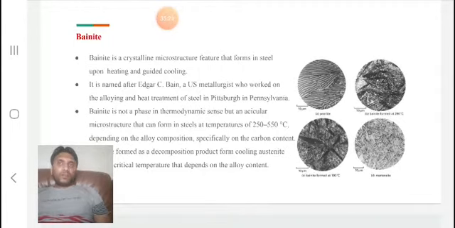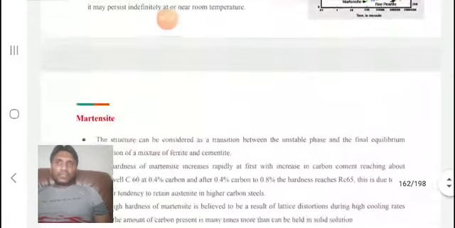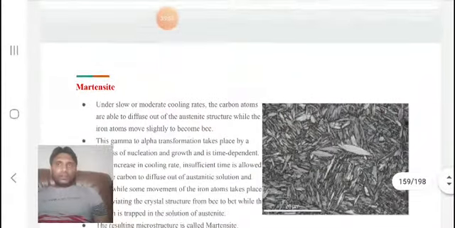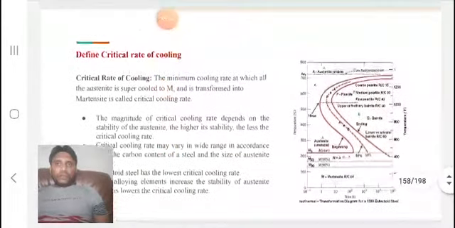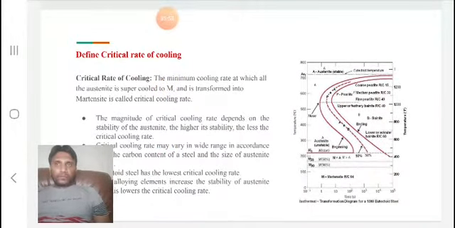So bainite is formed just like perlite, but the cooling rate is high. So we have to cool the steel directly below the nose and hold there for sufficiently long time until the entire austenite transforms into bainite. There are other structures which are present. So the RC of bainite will be around RC40. So that is another thing.